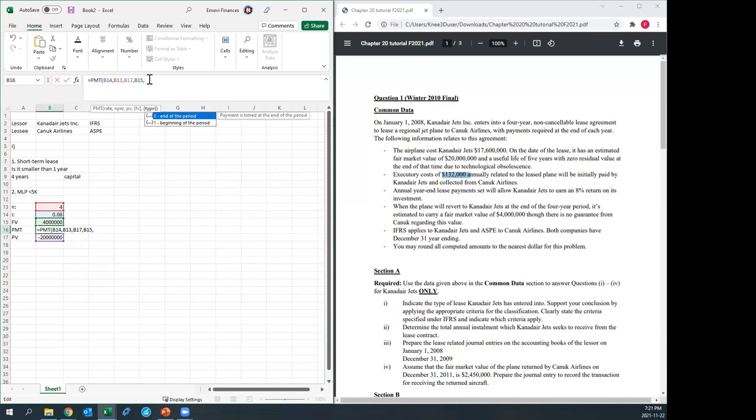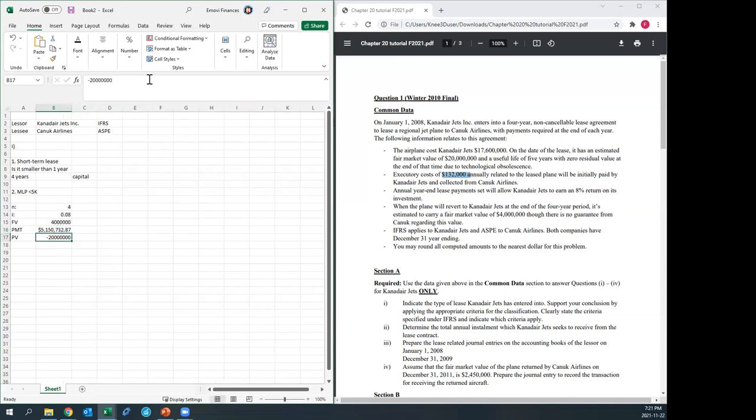You have to be careful when doing problems. Sometimes they pay it on the beginning of the year, sometimes at the end of the year. So that's going to affect your calculation. So the minimum lease payment is $5 million, which is definitely greater than $5,000. So that means also that it's a capital lease. And then is it a sales type or direct finance type?